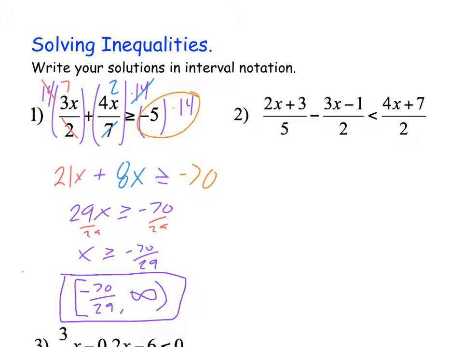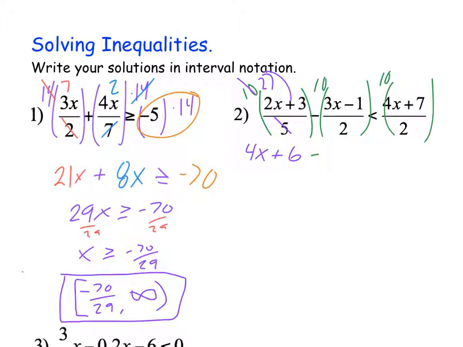All right. Second problem is pretty similar. We got some more fractions. So look at those denominators and say, what's your LCD? So 5 and 2, of course, the LCD would be 10. So I'm going to multiply every term by 10. So here the 10 and the 5 reduce, going to leave me with a 2. That 2 is going to need to distribute here and here, so that's going to be a 4x plus 6.